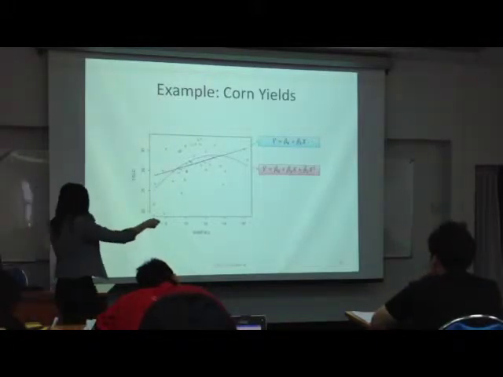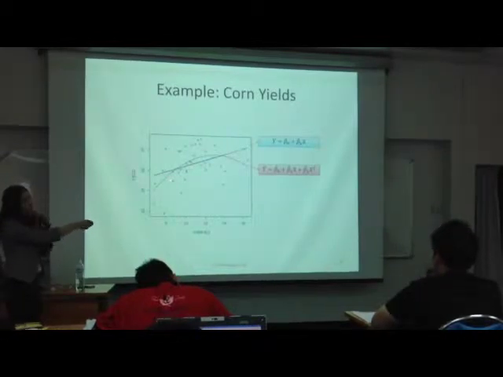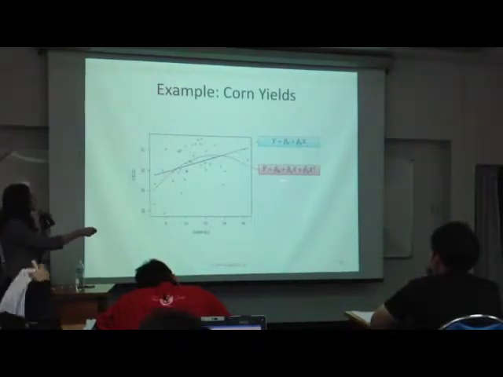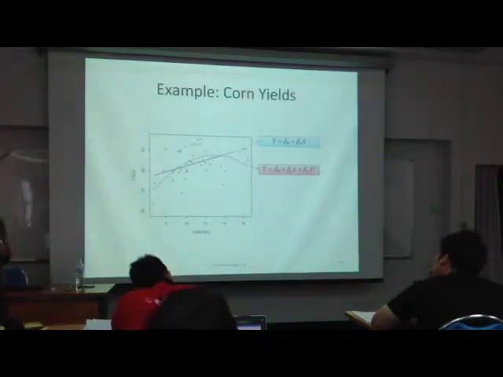So if I fit the first order model, I get the blue line. And for the second order model, I get the red line. You see which one fits better? The second order model, right? It fits better than the first order model.